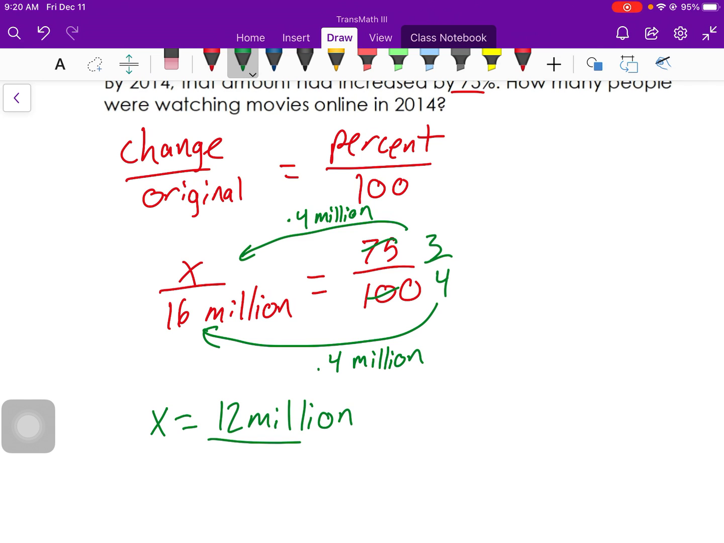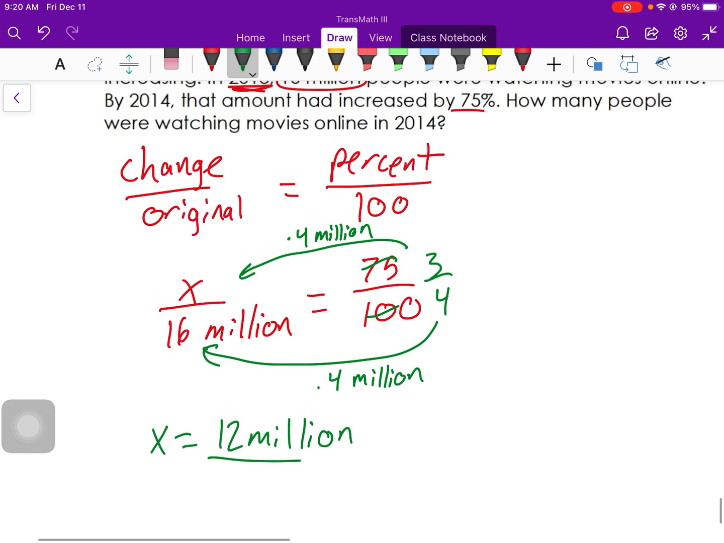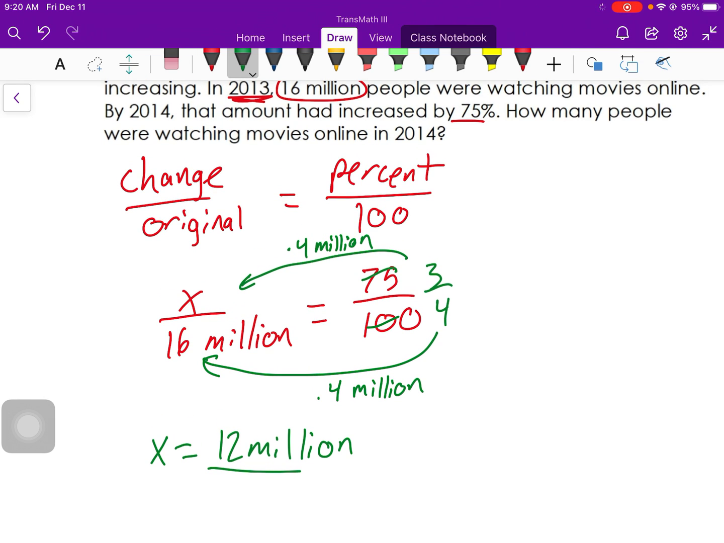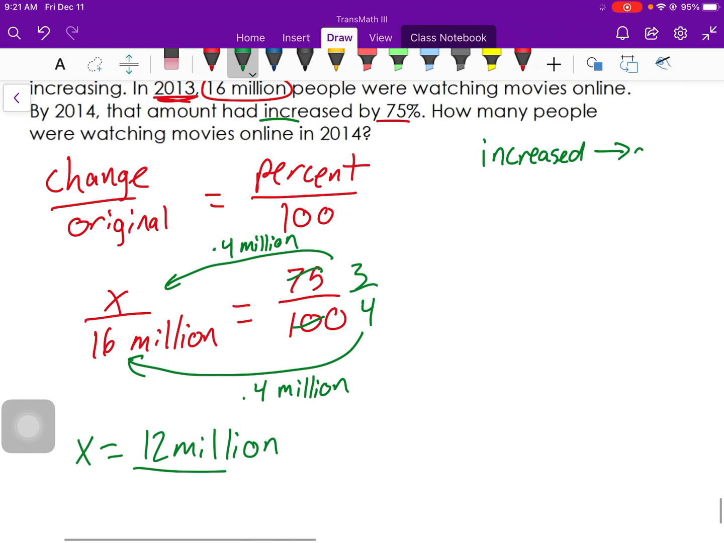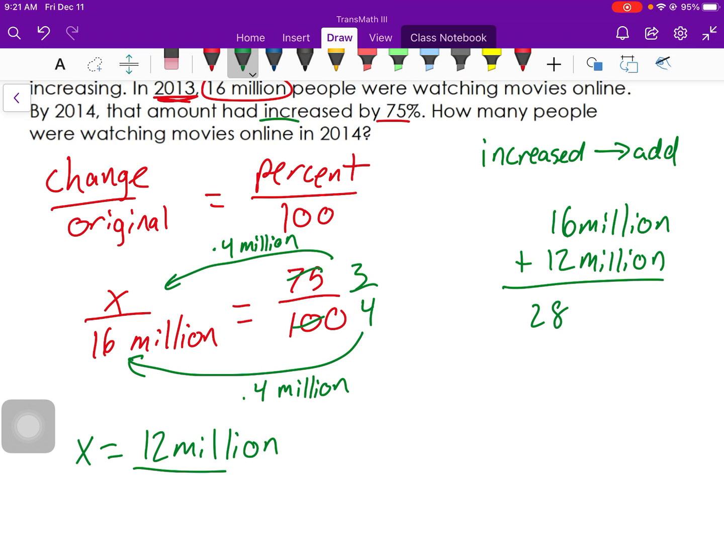That is not how many people are watching movies online now. That's the change. Since it increased, that tells me to add. So I'm going to take my original amount, which was 16 million, and add how much changed, which is 12 million, for a total of 28 million.